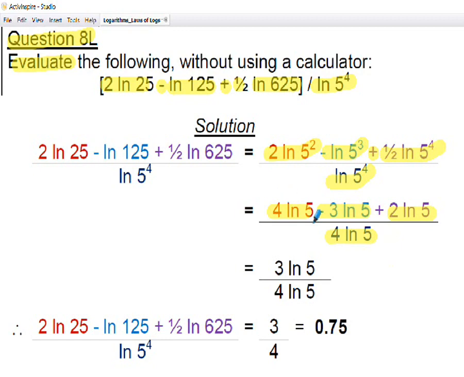Again, adding the top up, I can get 3 ln 5 on the top over 4 ln 5 on the bottom. ln 5 top and bottom, it cancels. I get 3 upon 4, or 0.75.